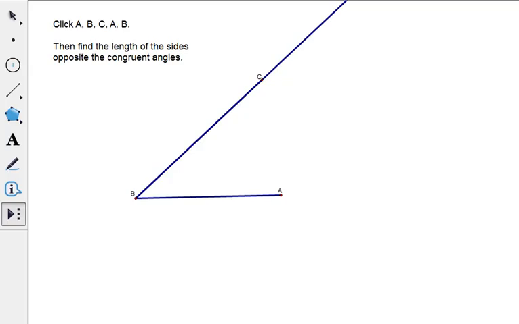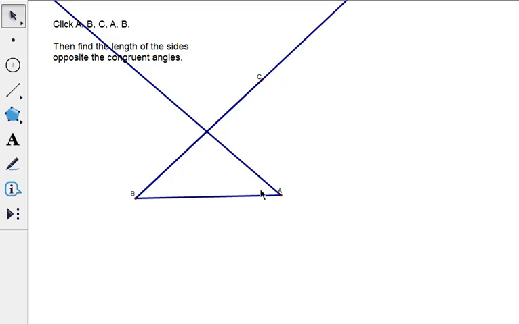I've created a tool that's going to copy that angle for me, and I just have to click the points in order like it says. I need to click on point A, then point B, and then point C. That's telling me which angle to copy. And now if I click on point A and point B, it creates that angle. So right now I know the angle here in B and the angle here in A will be congruent.